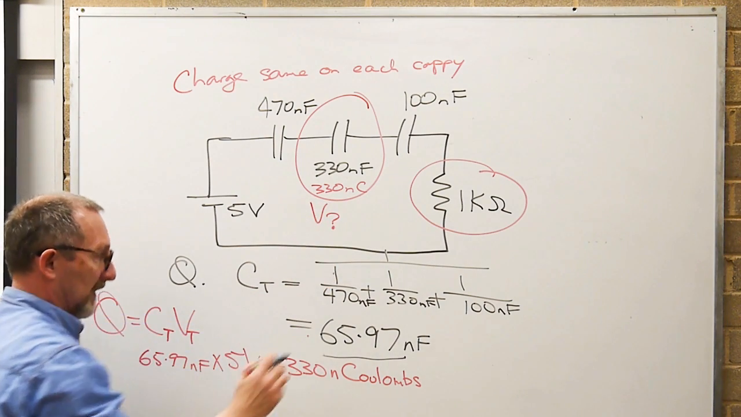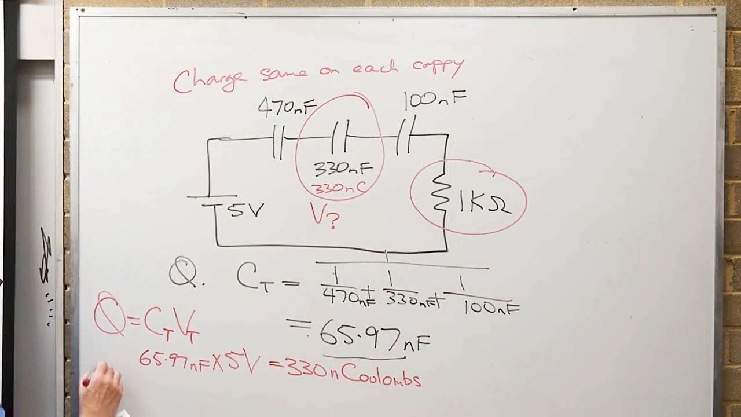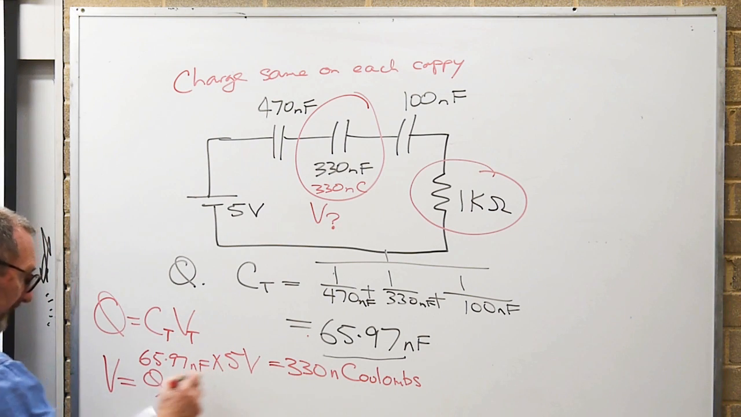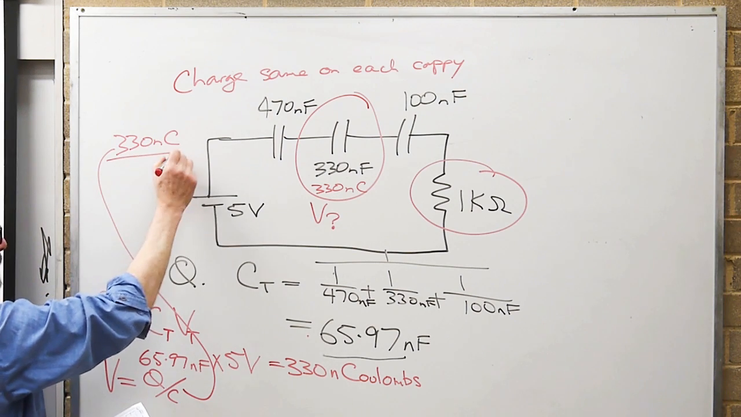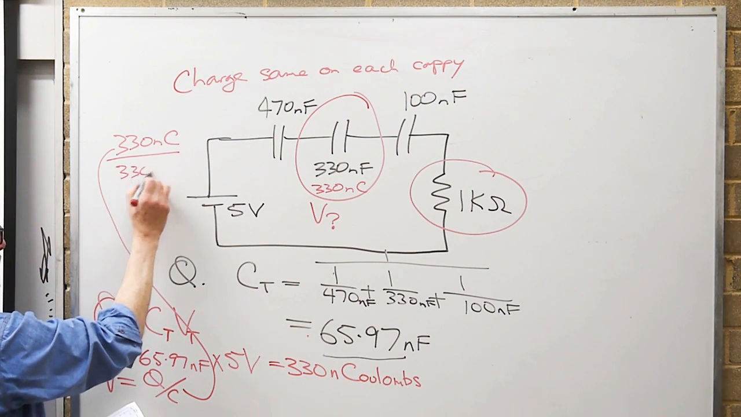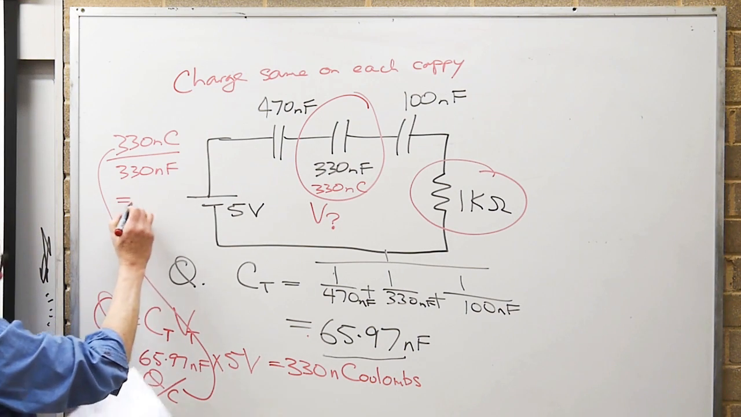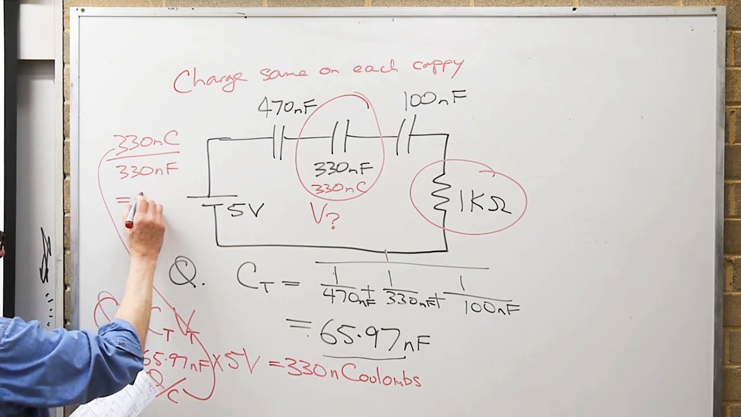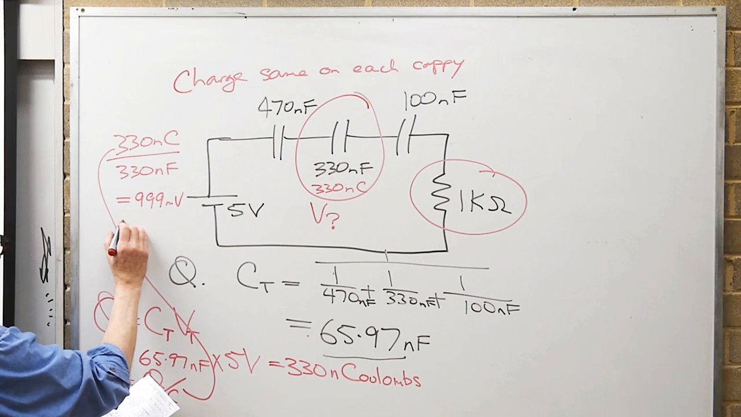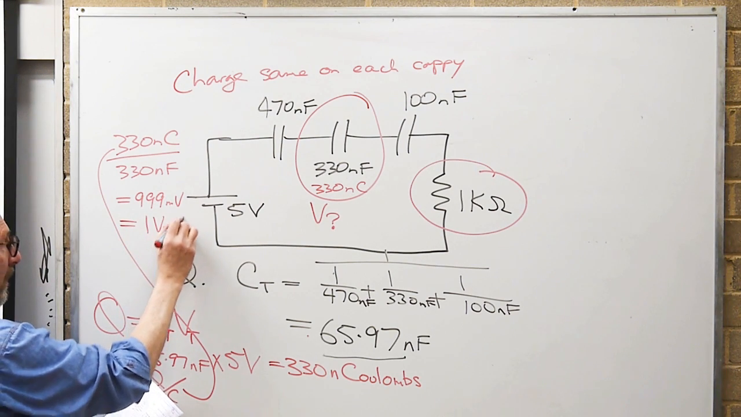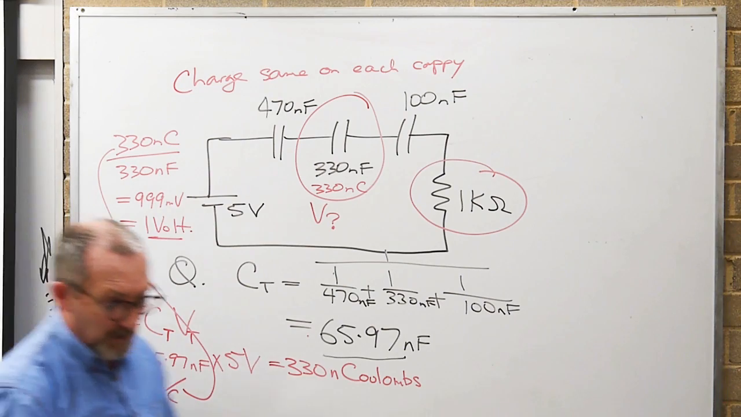Voltage? Well, we've got to rearrange that equation to make V the subject. V equals Q on C. And that's going to be the total charge, 330 nanocoulombs, divided by 330 nanofarads, and that equaled, well, look, I've written down 999 millivolts. I guess you'd round that off at about 1 volt. 1 volt developed across that.